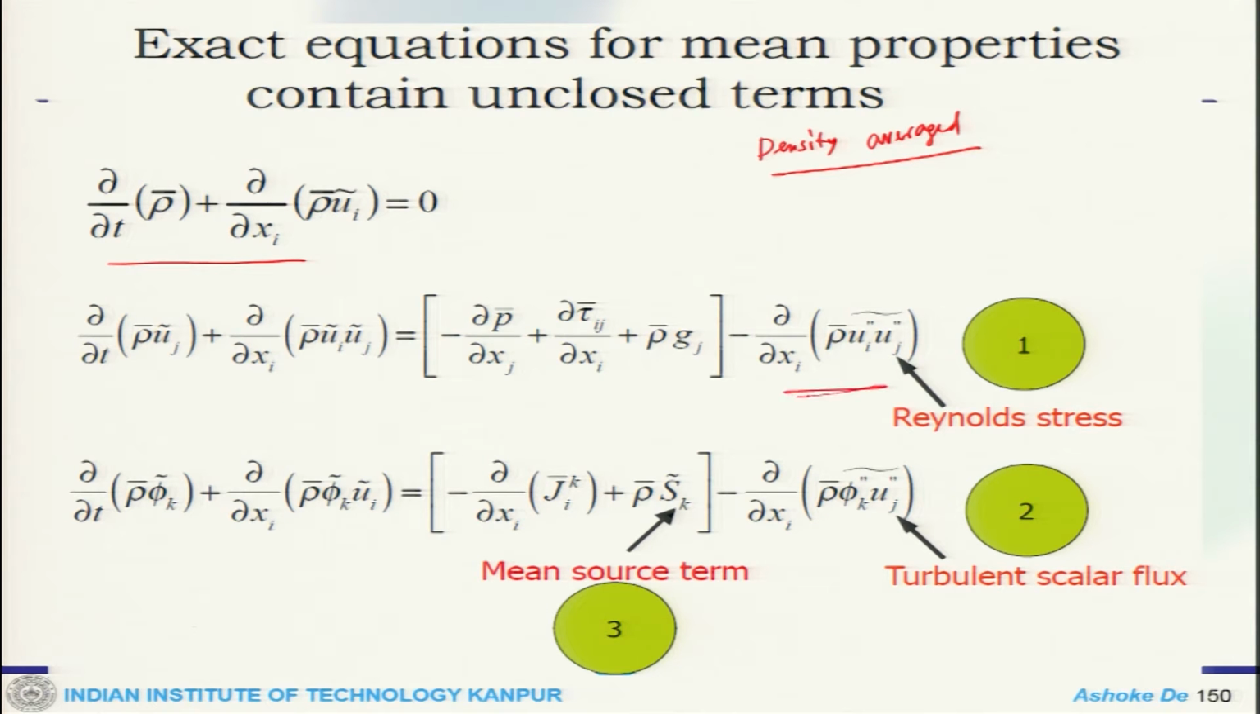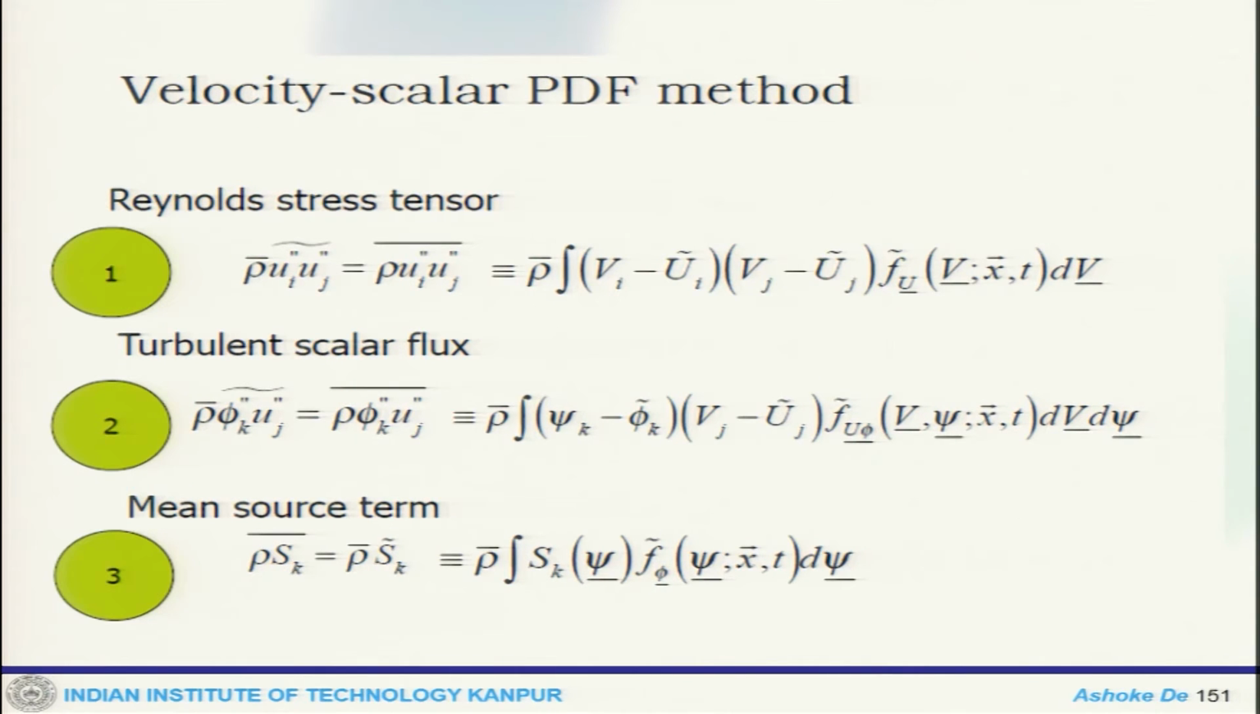This is the Reynolds stress term, which is unclosed, the turbulent scalar flux, which is unclosed, and the source term. We will now close them using our concept of this velocity scalar PDF. So, for the Reynolds stress term, instead of using any Rans equation or k or epsilon equation, we now close it using the information of our velocity PDF.